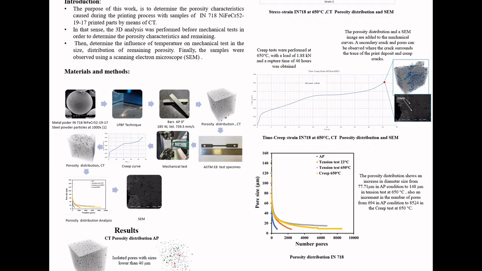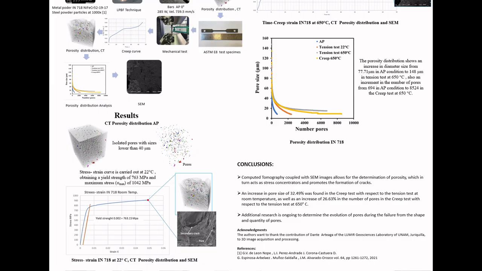Fractographs of Inconel 718 were obtained using a JEOL model scanning electron microscope. The specimens were scanned using a microtomograph at 160 kilovolts and 800 images with an exposure time of 2 seconds to acquire a volume with a resolution of 2.5 cubic micrometers. From this volume, the porosity analysis is carried out.